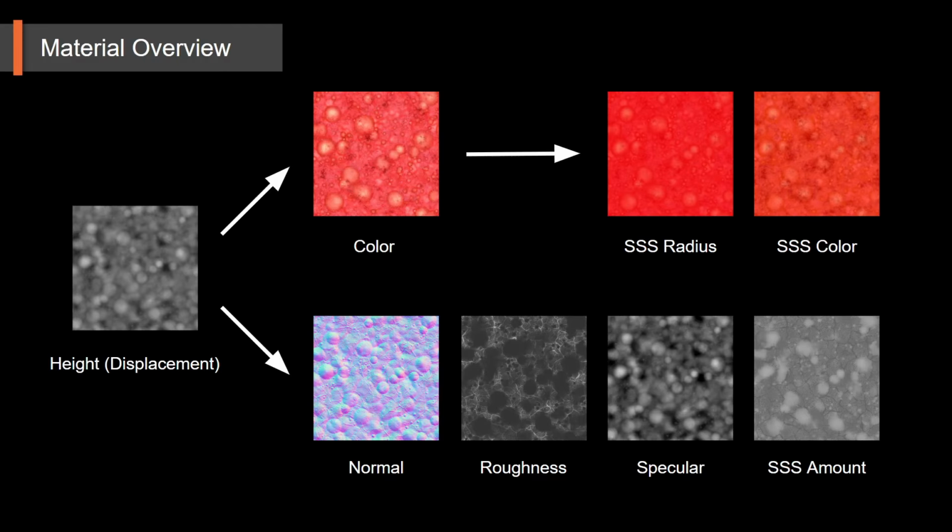And let's go to the material overview. This material consists of 8 different texture layers. And the height layer is the heart of everything. From the height layer, we can make other layers like normal, roughness, specular, subsurface scattering amount. But they are very straightforward from the height layer. And also, coloring is done by the height layer. So once coloring is done, then we can set subsurface scattering radius and color layers. In this presentation, I will deal with only height and color layers in detail.